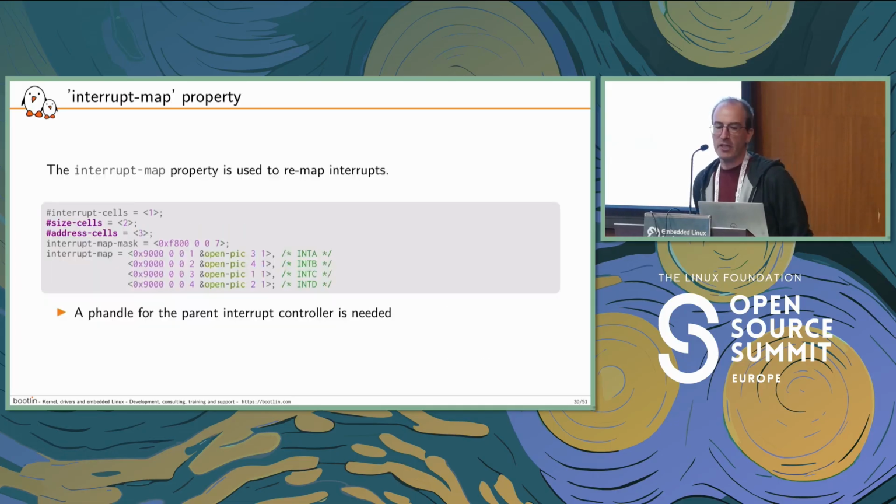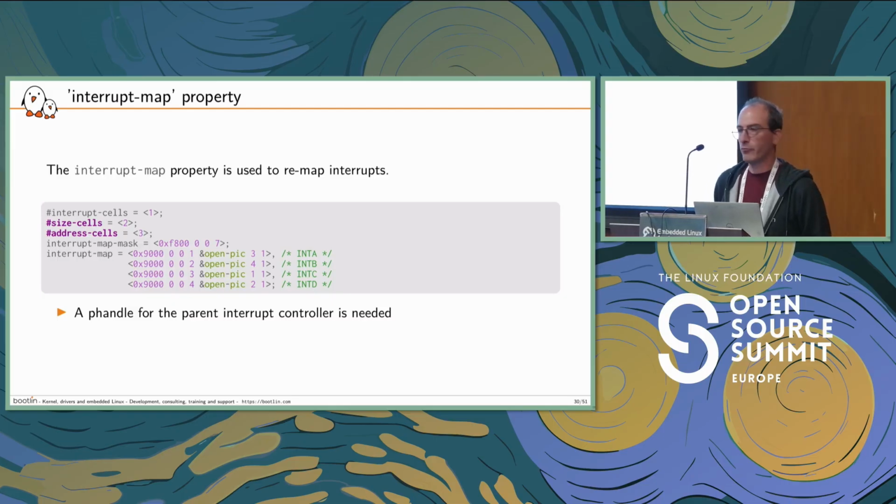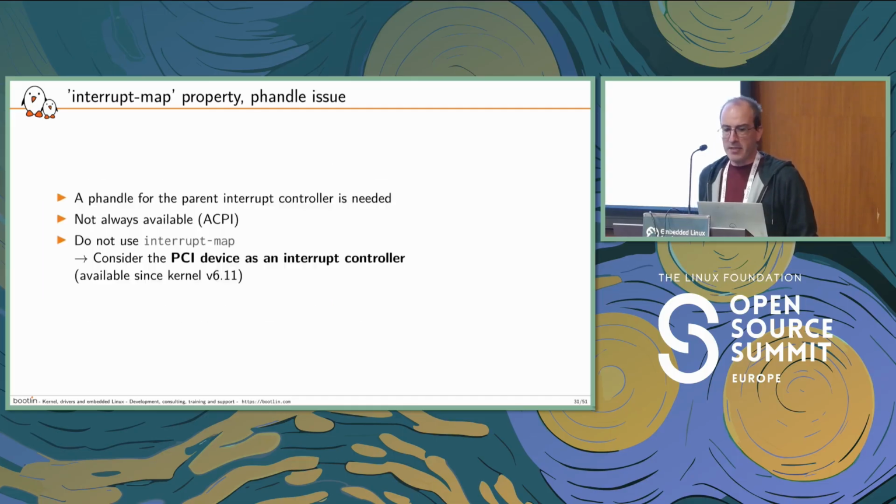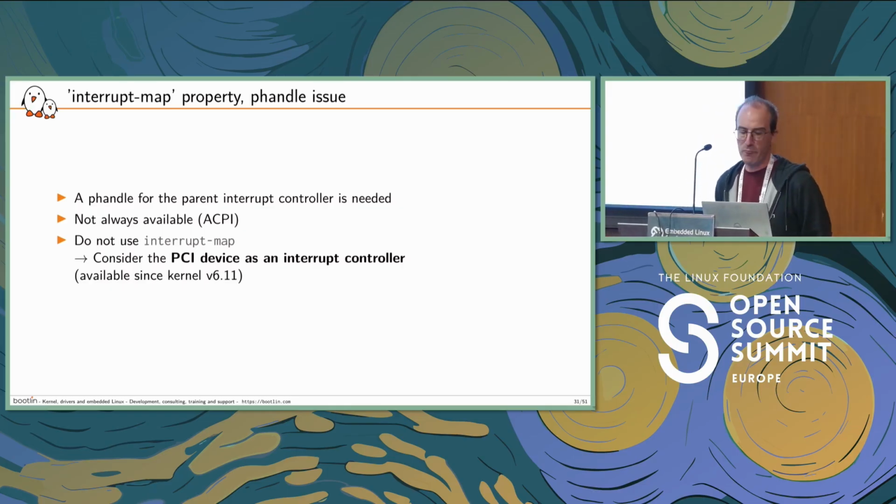A little bit on interrupts right now. We also need to describe interrupts at some point. The first idea was to use an interrupt-map property in order to remap interrupts. In these properties, we need a phandle to the parent interrupt controller, I mean the ampersand open PIC, for instance. This phandle is not always available. On ACPI, it's quite complicated to have a phandle pointing to the interrupt controller.